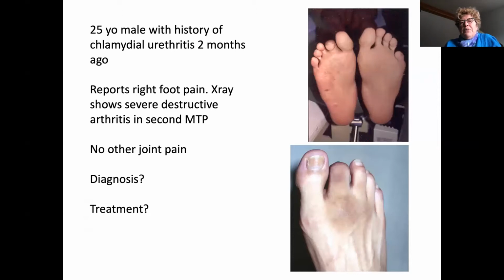Just wanted to remind people that chlamydia not only causes urogenital symptoms, but this is a patient I saw some years ago who came in having been diagnosed with chlamydial urethritis 2 months prior, but he had had sort of a delayed presentation. And he came in with a very destructive arthritis of his second toe. You can just see the color discoloration, as well as the swelling in his second metatarsal.